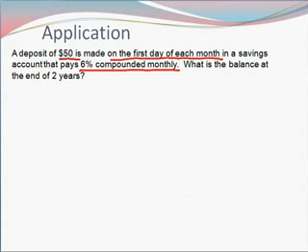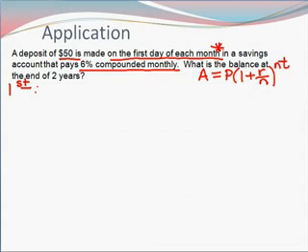Now pay close attention here to this, the first of each month. We can't just use our normal A equals P times (1 plus r over n) to the nt formula, because the amount of principal is going to be changing every month, and the other thing is each $50 deposit is going to have a different amount of time to be earning interest. So what does that mean? The very first deposit is going to earn interest for 24 months.